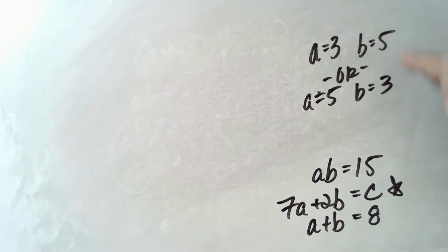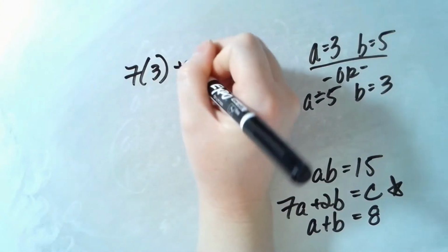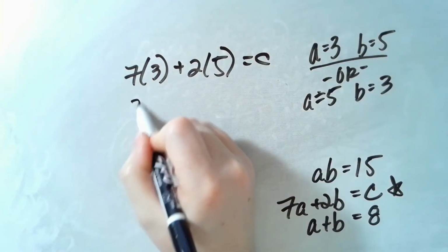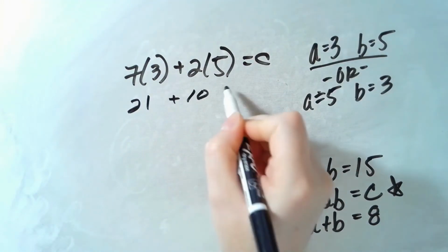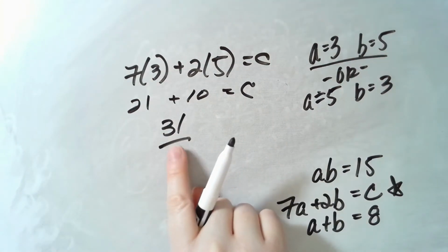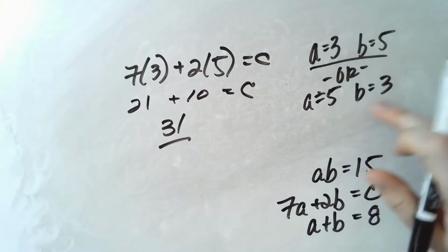Now I'm just going to pick one and plug it into my c equation. I'm going to pick this first one right here, a equals 3, b equals 5. So that's going to be 7 times 3 plus 2 times 5 equals c, 21 plus 10, 31. Notice only one option gives you 31 as a possible answer. You can stop right there. You don't even need to figure out what a equals 5, b equals 3 is.